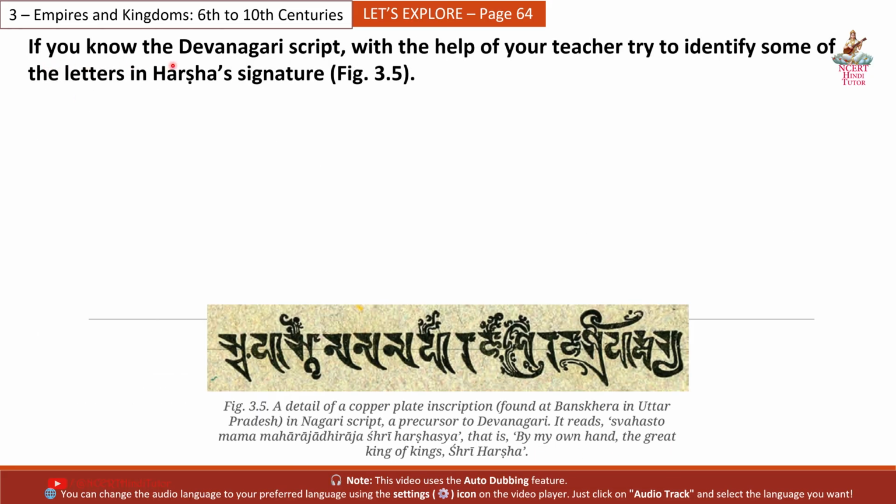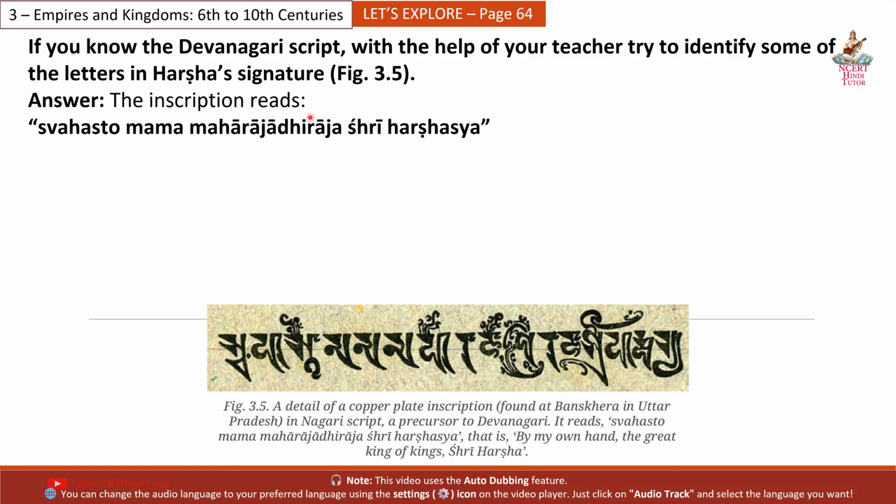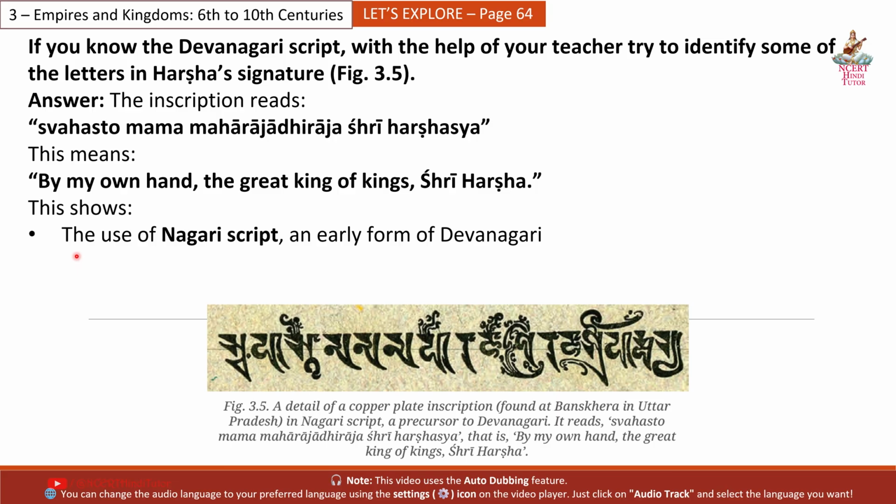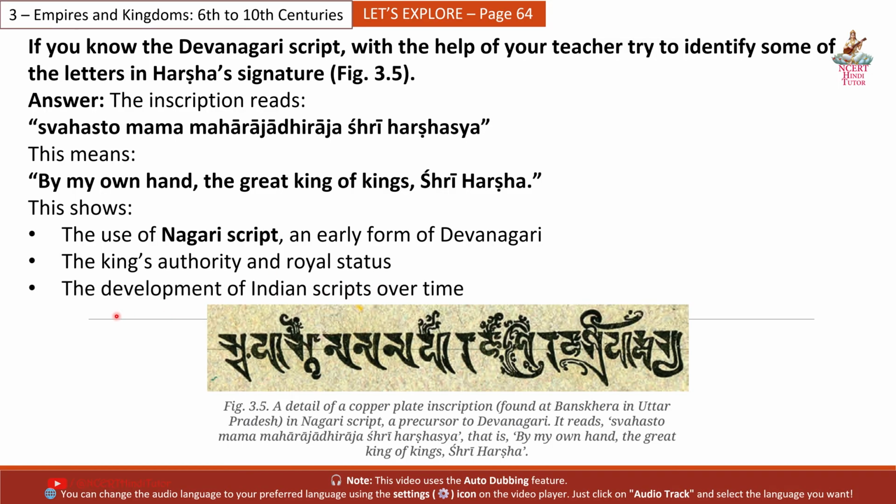Next, if you know the Devanagari script, with the help of your teacher, try to identify some of the letters in Harsha's signature, figure 3.5. So friends, this is figure 3.5. The inscription reads, Swasti Mama Maharaja Adhiraj Sri Harsha. This means, by my own hand, the great king of kings, Sri Harsha. This shows the use of Nagari script, an early form of Devanagari, the king's authority and royal status, the development of Indian scripts over time.